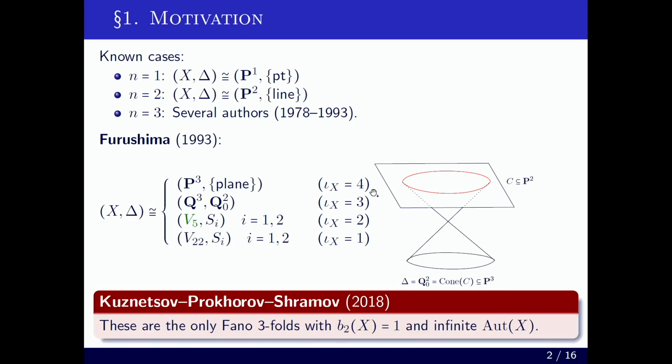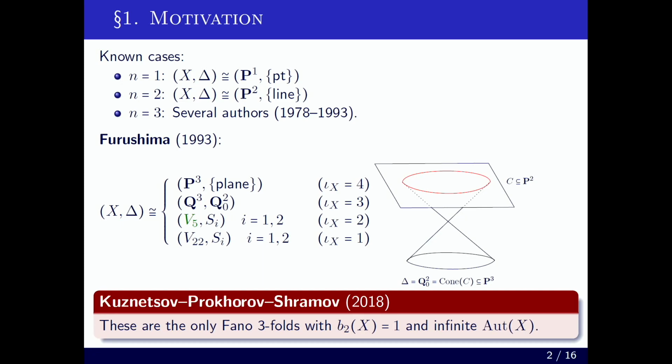And a very nice observation is that by a recent result by Kuznetsov, Prokhorov, and Shramov, these are the only Fano threefolds of Picard number 1 whose automorphism group is infinite. So they have many symmetries. I have to say that in dimension 4 or higher, this problem, the classification, is essentially completely open. But there are some partial results by Prokhorov, Zaidenberg, and all these examples have infinite automorphism group.